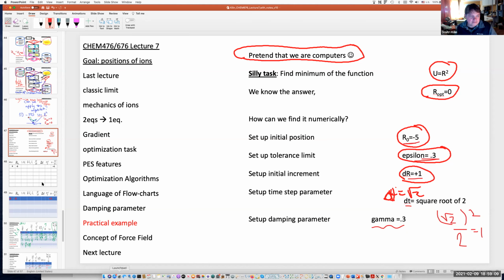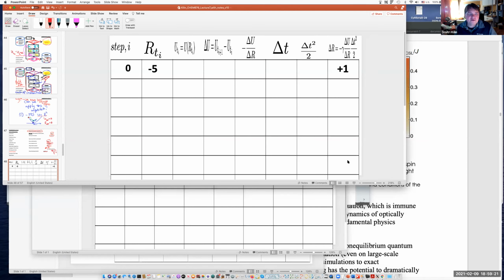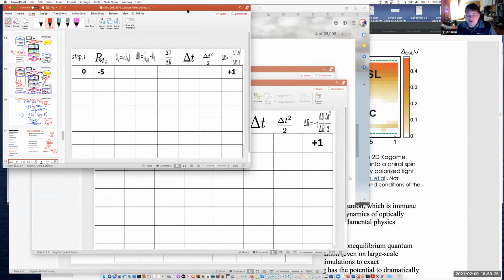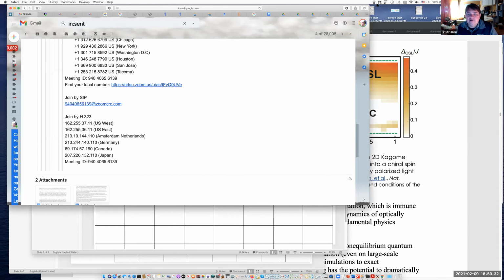So I suggest we all go to the Google Docs and start filling this document. I will do the first line, and then each of us will continue. And I promise it will be not hard, and it will help to complete the homework really efficiently.